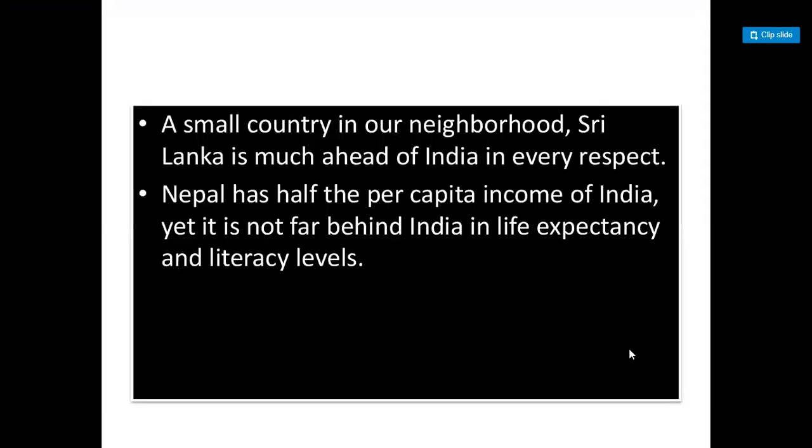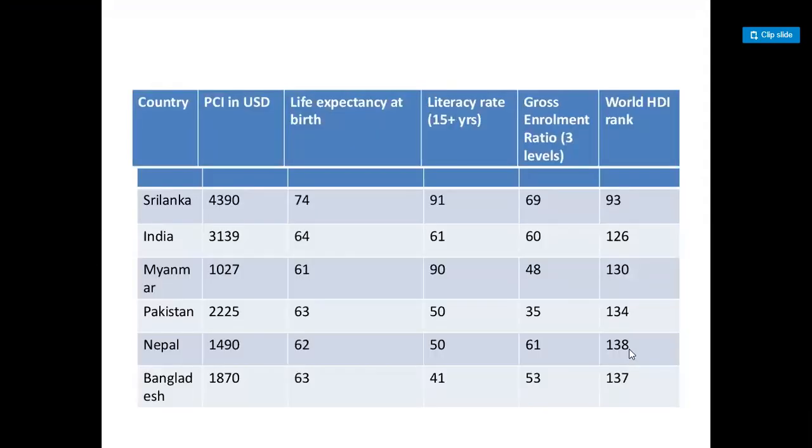A small country in our neighborhood, Sri Lanka, is much ahead of India in every respect. Can you see this? The PCI in USD is more, 4,390. And the life expectancy is also more, 74. Literacy rate is 91. Gross enrollment ratio is 69. And world HDI rank is 93. That means a small country like Sri Lanka is much ahead. So our neighboring country Sri Lanka is much ahead of our country also.